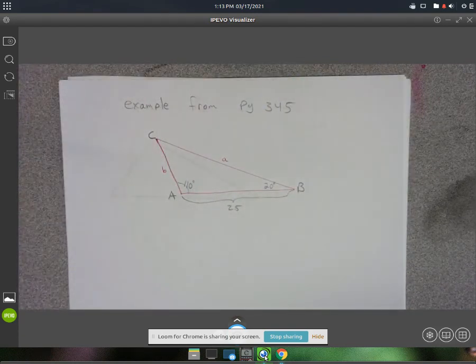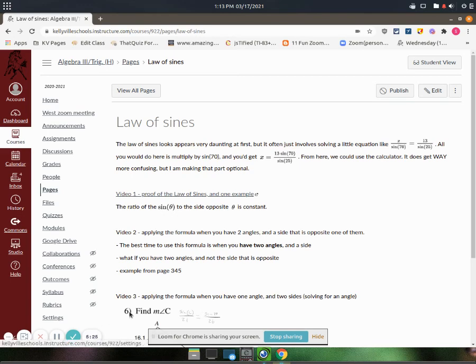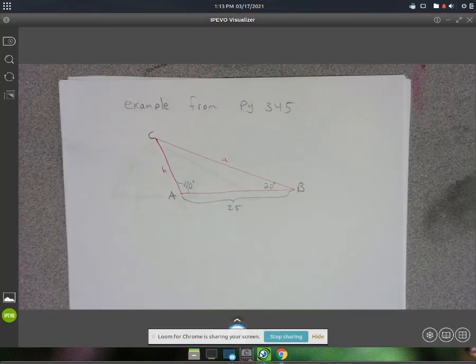This is from page 345 in our book. We have a book? Mr. West, you didn't tell us we had a book. All right.